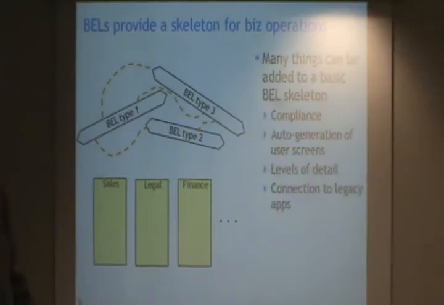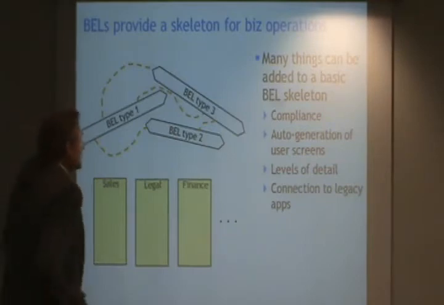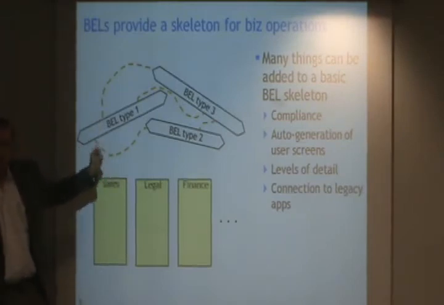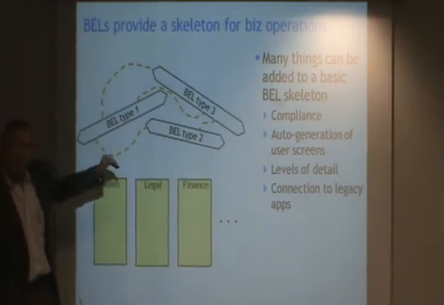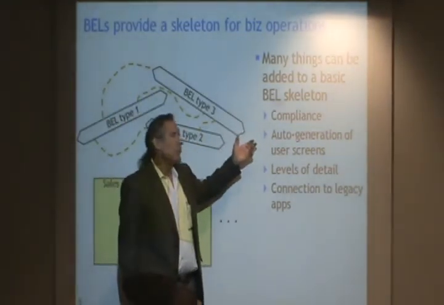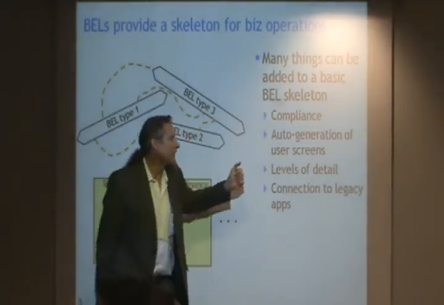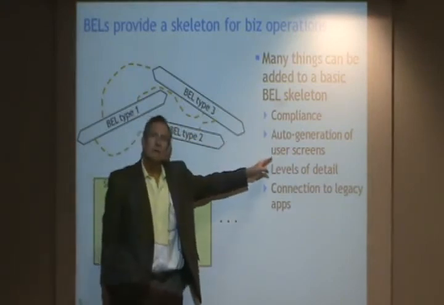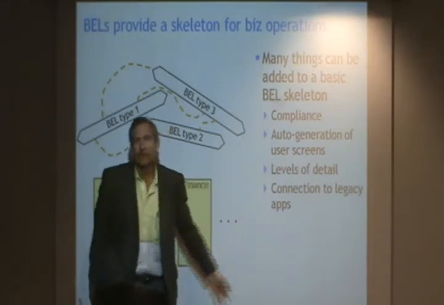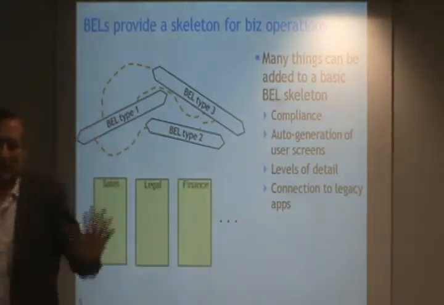And as it turns out, I'm not going to go into it in this presentation, but if you just start with the data and the life cycle, you can layer several business process management aspects or components on top. Things like compliance, things like the automatic generation of the performer screens, connection to legacy applications, and several other things.